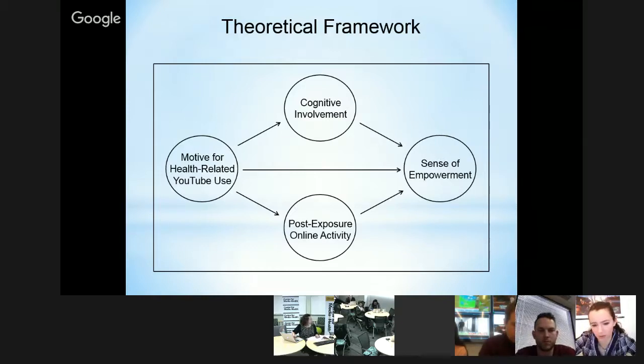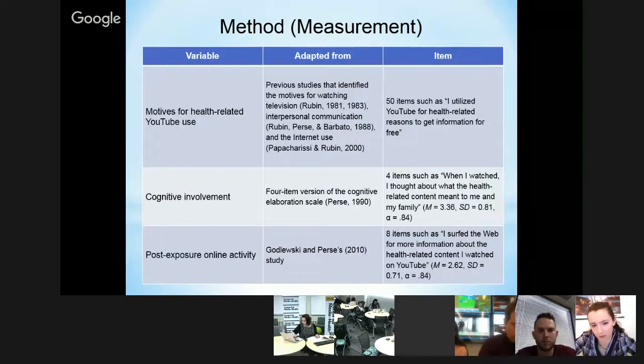To answer these questions, we designed a survey that we distributed to college students. The survey instrument consisted of items that operationalized our variables that were adapted from existing instruments. And this slide shows you which instruments we adapted from and gives you an example of an item that we included in our instrument. So for example, to assess motives for health-related YouTube use, we relied heavily on the work of Rubin and modified the questions to fit YouTube in particular. So the example, I utilized YouTube for health-related reasons to get information for free.